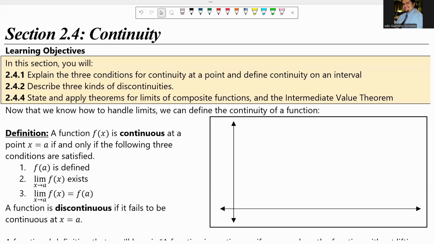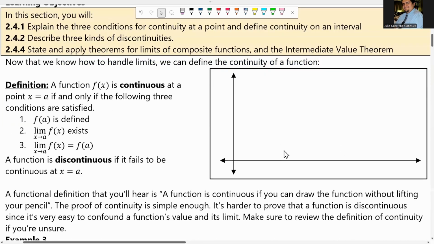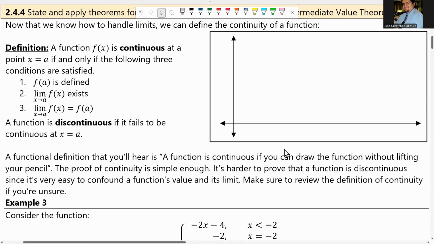So let me just jump in to what continuity is. The way I'm going to do this is I'm going to first define it, and then we'll play around with the meaning of it. We say that a function is continuous at a point x equals a if and only if these three things are satisfied. And it is discontinuous if it fails one of these three things.